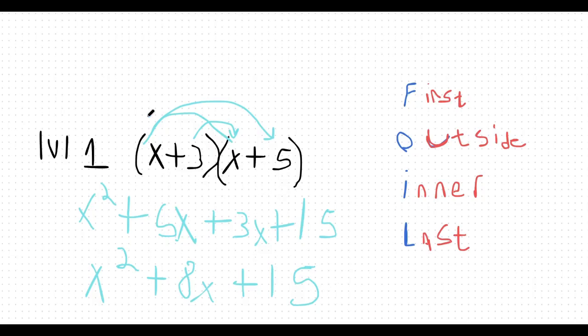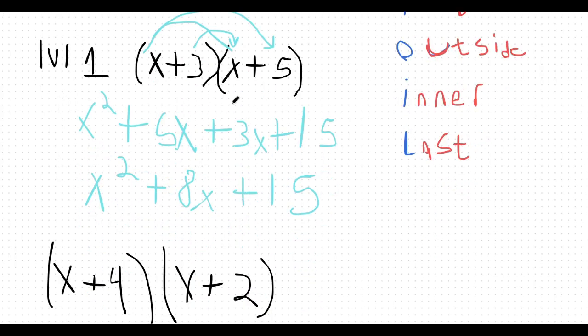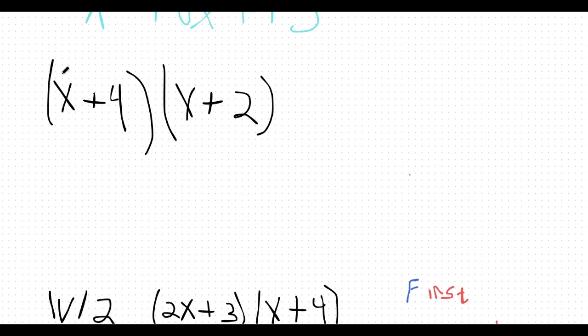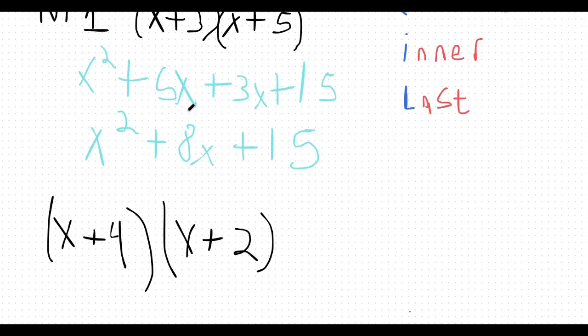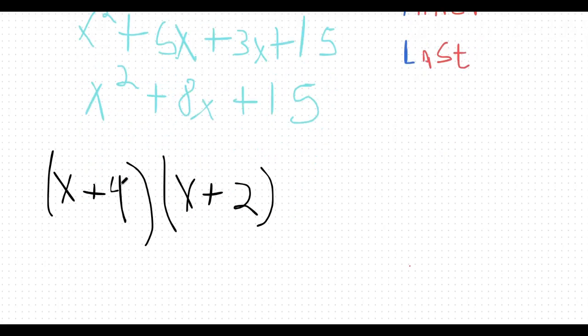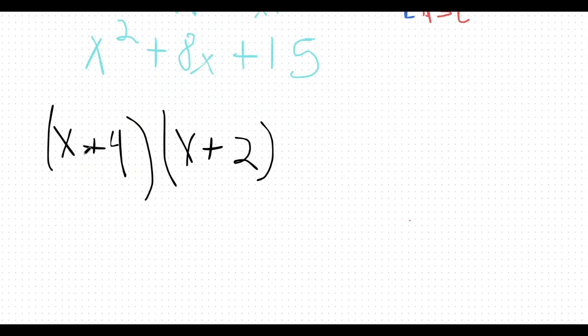All right, so we did first times the first, and then the first times the outside. Then we did the inner times the inner, and we did the inner times the last. That's the FOIL method. All right, that's level 1, first question. Level 1, second question. x plus 4 times x plus 2.